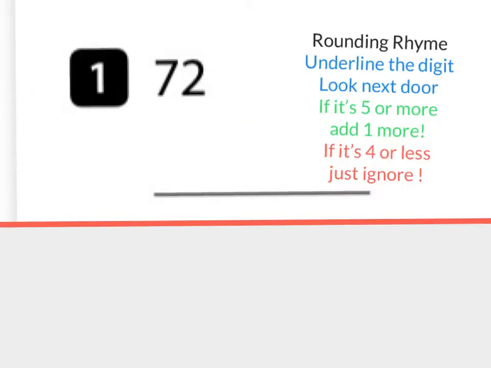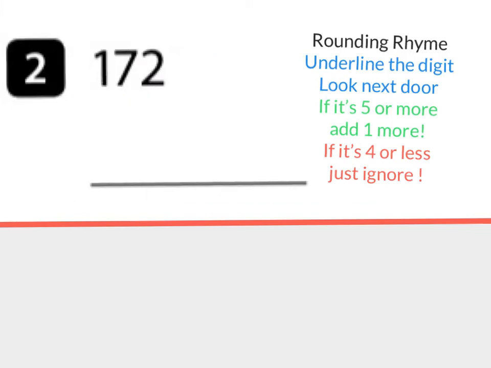Alright, so we're rounding 72 to the nearest tens place, so we underline the tens place and we circle the digit to the right. The circle digit's the boss. The boss tells the underlined digit what to do. Is the boss 5 or more? No, it is 4 or less, so we just ignore. So the 7 stays the same, and then the 2 will turn to a 0. 72 rounded to the nearest tens place is 70.